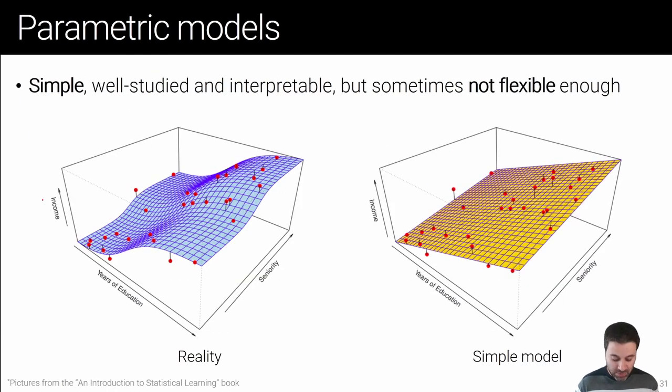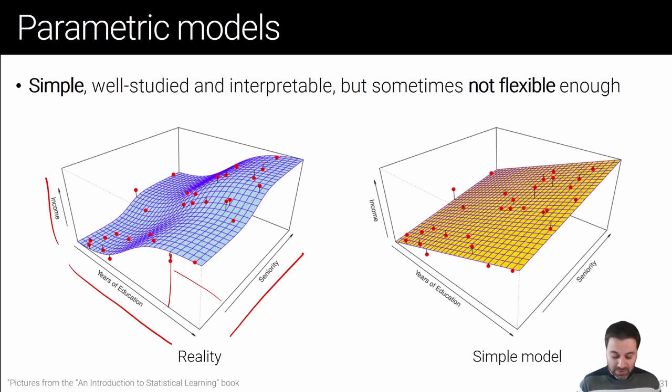So let's see an example. Let's say over here we have the relationship between years of education, seniority, and how they affect the income of employees. And over here in blue we have reality. So this is reality, how it looks like. Let's say we have observations in red over here. For example, we have a person with a kind of high years of education, low seniority, and still here's the income coming from the model, from the blue one, from the process.